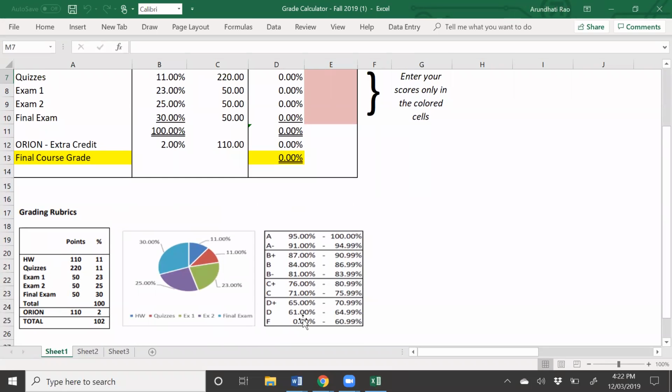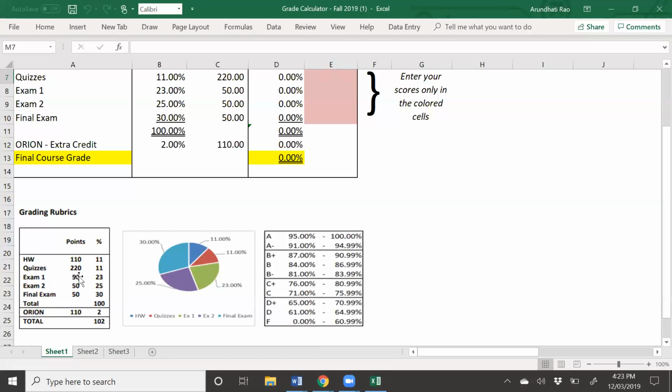syllabus, the grading rubric. The grading rubric in the syllabus stated that homework, quizzes, exam 1, 2, and 3, 3 being the final exam, are what's going to determine your final grade. You had 11 chapters. Each chapter had one homework and one quiz. Each of those was worth 1 point for a total of 22 points that was done outside of the exams.